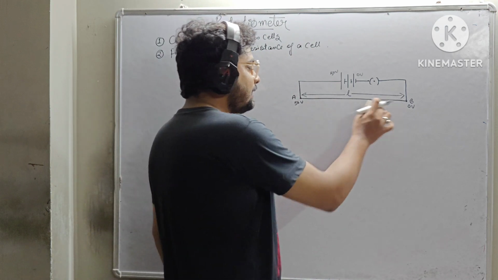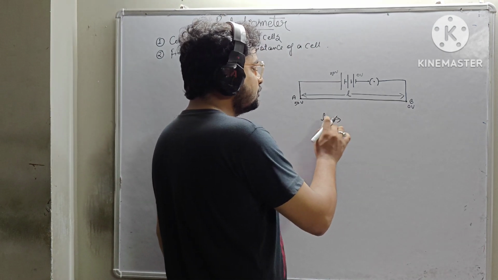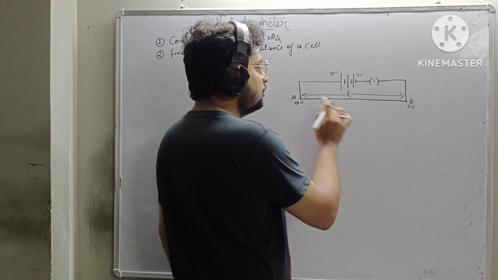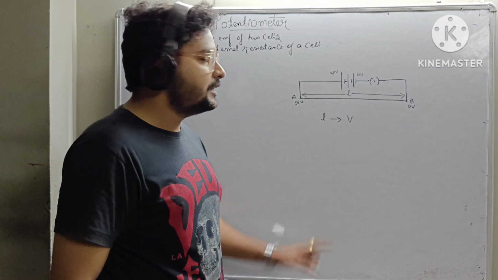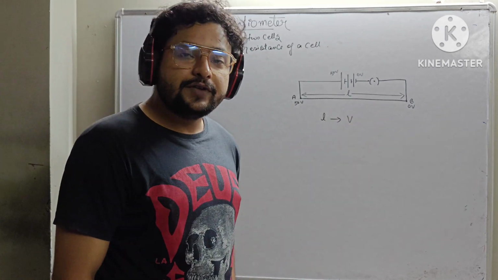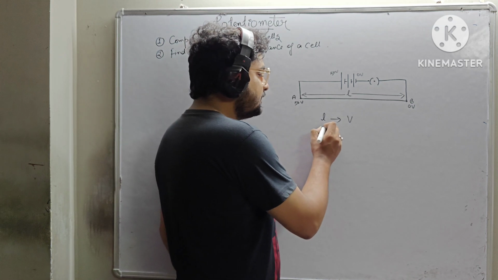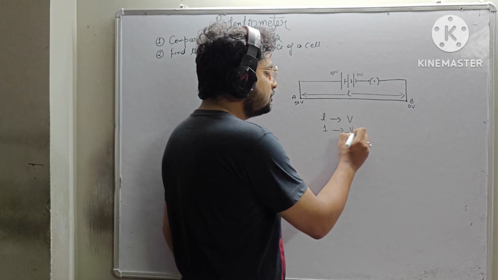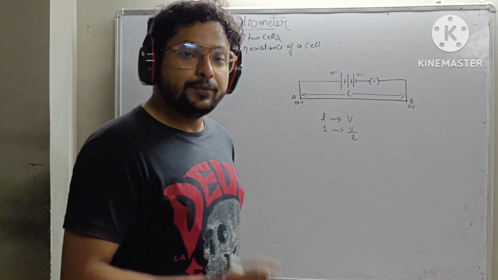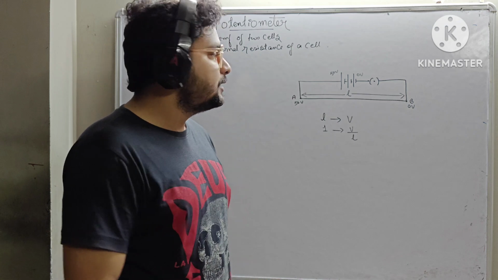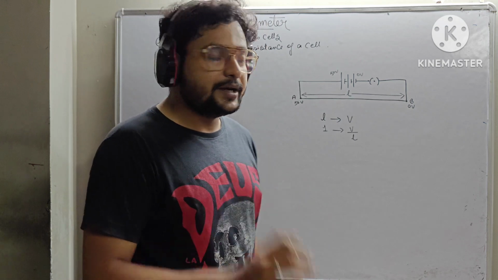In length L, suppose the potential difference is V volt, or 50 volt. Then in unit length the potential difference will be V by L. In unit length, that means in 1 centimeter length, the potential difference is V by L.